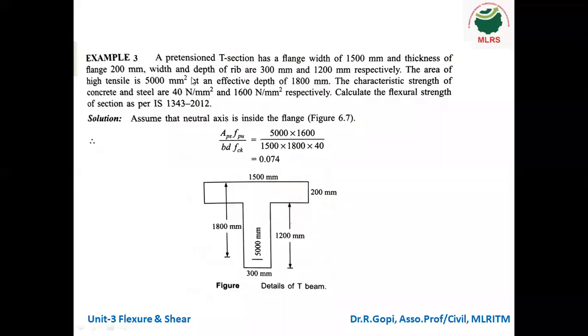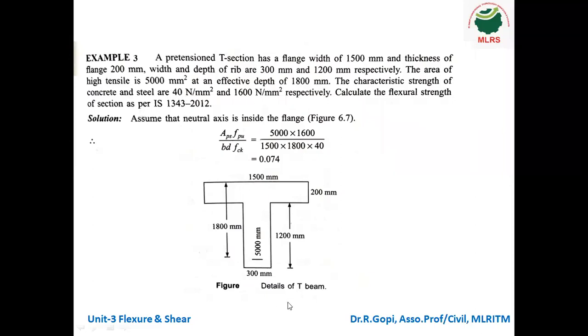I'll read the question. A pretension T section has a flange width of 1500 mm and a thickness of 200 mm. Width and depth of rib are 300 mm and 1200 mm respectively. The area of high tension steel is 5000 mm square at an effective depth of 1800 mm. The characteristic strength of concrete and steel are 40 Newton per mm square and 1600 Newton per mm square. Calculate the flexural strength of the section as per IS 1343 code book.